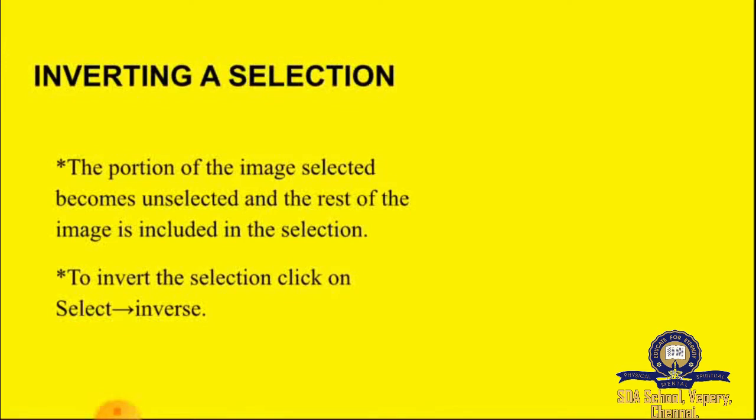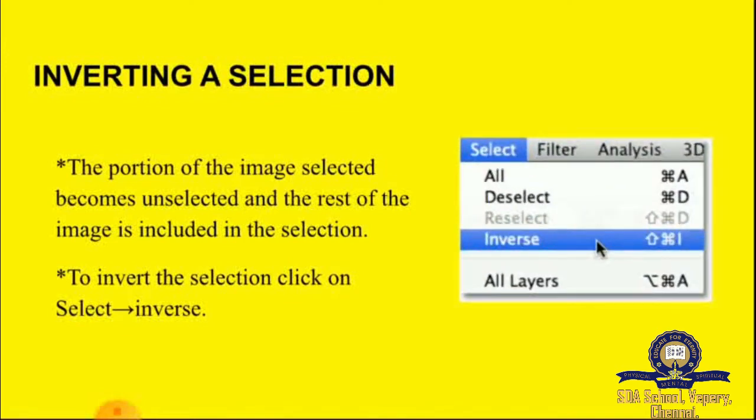Inverting a selection. The portion of the image selected becomes unselected and the rest of the image is included in the selection. To invert the selection, click on Select, Inverse. Can you see? Click on Select Inverse.